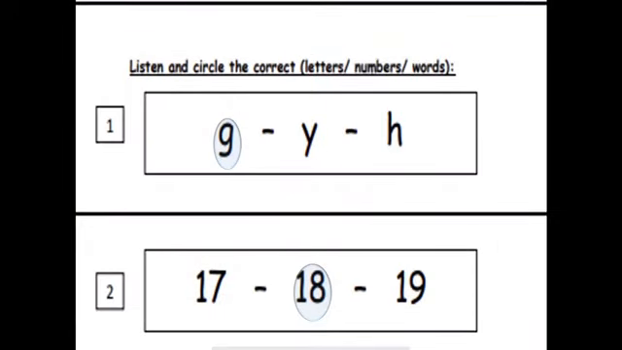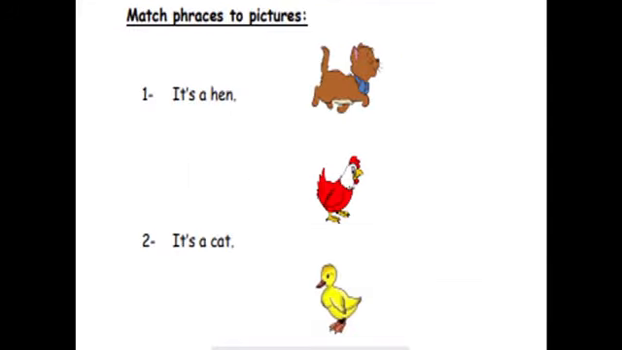Here, friends, we want to listen and take also here. I want letter G, so I put a circle on it. I want letter number 18, I put a circle. Now, it's a hen. Here, a hen. Now, we want to match a hen to a hen. It's a cat. We want to match to a cat. Okay?